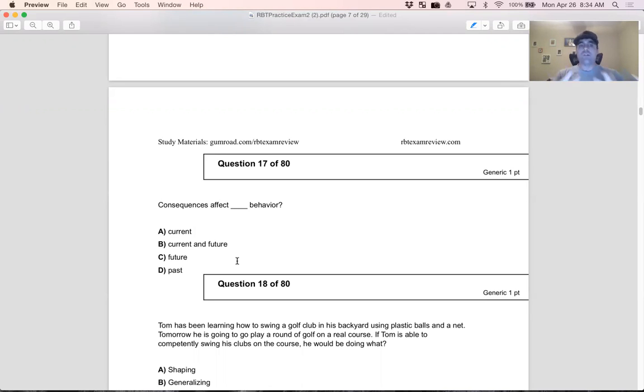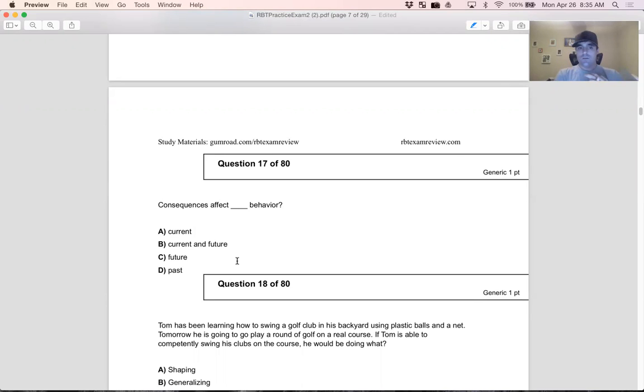That's the whole idea behind reinforcement, extinction, and punishment. When we reinforce, we're trying to increase future behavior. When we punish, we're trying to decrease future behavior. And when we put something on extinction, we're trying to extinguish future behavior. All right.